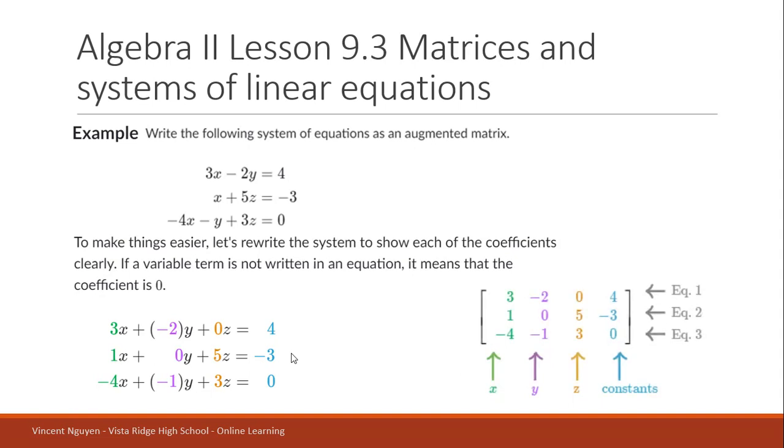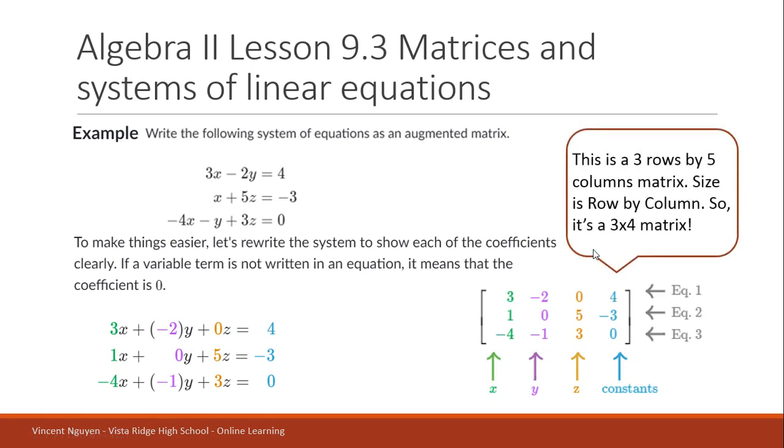And then we just take the numbers and we put them into what we call a matrix. So the first row of numbers represents your equation 1, right? And then so on, equation 2, and then equation 3. And then each of these columns represents all of your x coefficients, all of your y coefficients, all of your z coefficients, and then the constants, right? So each column has its own representation, okay?